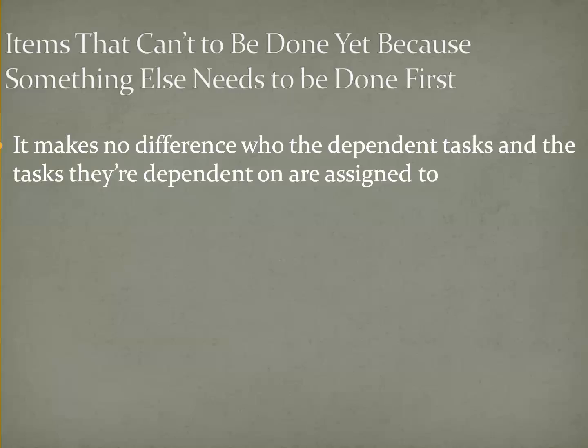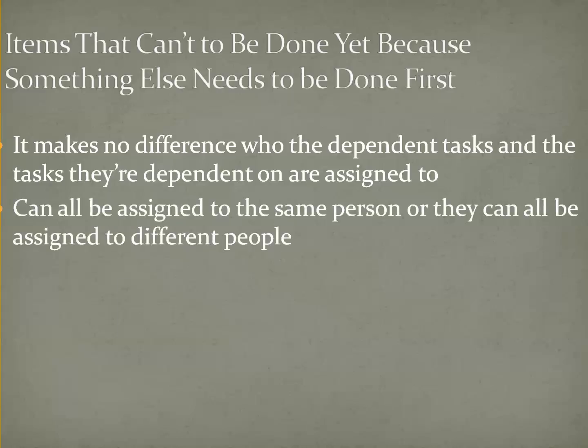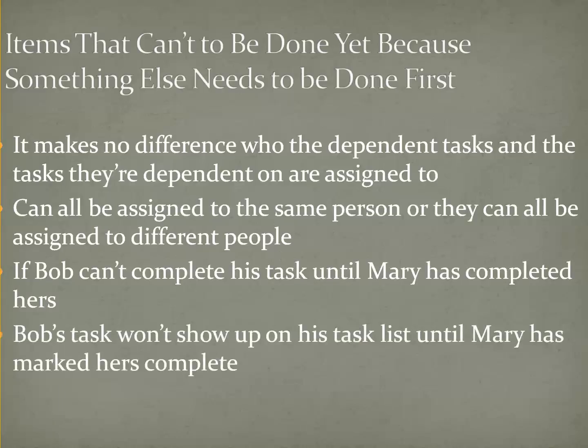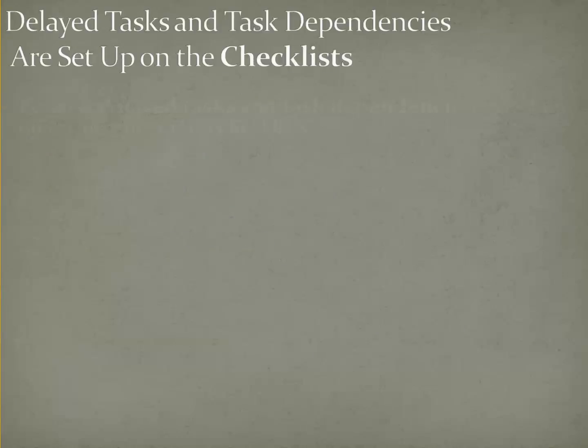It also makes no difference whatsoever who the dependent tasks and the tasks they're dependent on are assigned to. They can all be assigned to the same person, or they can be assigned to different people. So if Bob can't complete his task until Mary has completed hers, then Bob's task won't show up on his task list until Mary has marked hers complete.